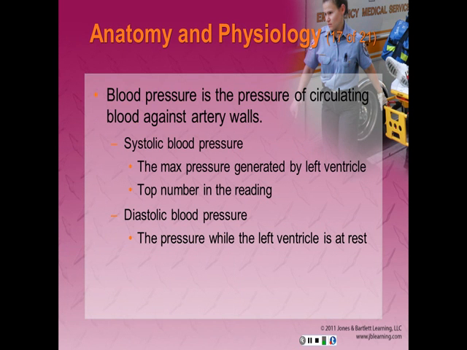Blood pressure is defined as the pressure of circulating blood against artery walls. Systolic blood pressure is the maximum pressure generated by the left ventricle as it contracts. The top number in a blood pressure reading is the systolic blood pressure reading. Your diastolic blood pressure is the pressure against the artery walls while the left ventricle is at rest. And that's the bottom number in your blood pressure reading.